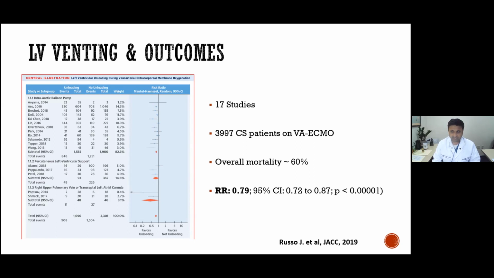Additional key aspects of this analysis were that it did not include any randomized control trials, and 85% of patients analyzed in this cohort had preemptive LV venting, i.e. prior to VA ECMO or immediately post. This is going to be important as we discuss over the next few slides whether the timing of LV venting matters.